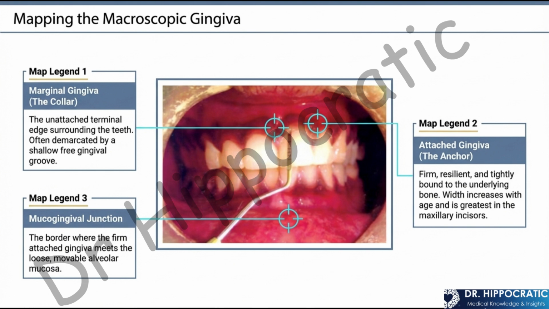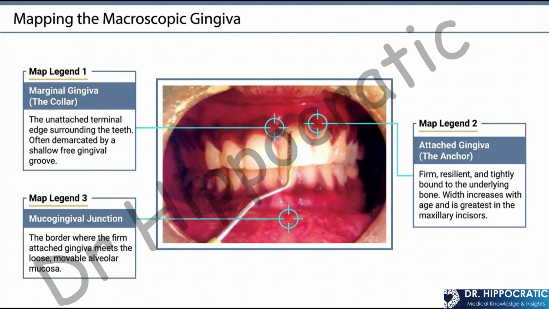Wait, our teeth are always erupting? Slowly, yes. And as the tooth moves, the attached gingiva moves with it, slowly expanding its zone of keratinized tissue to maintain that protective barrier. It is a highly dynamic, lifelong adaptation. That's incredible.